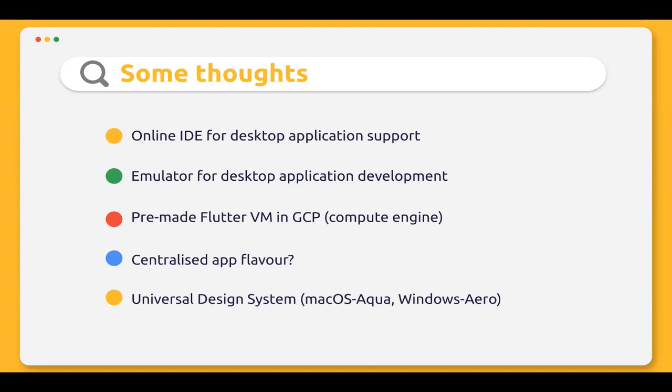Here are some of my thoughts and advice on how we can improve the desktop development cycle. First, right, maybe there can be an online IDE for desktop applications. And we probably need a better emulator for desktop development.